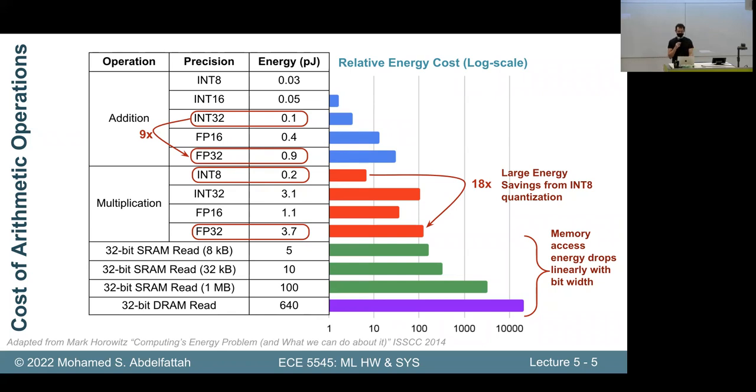And finally, we also scale the memory access energy linearly with the number of bits. So if we're using 4 times fewer bits, then it's 4 times more energy efficient when you're accessing memory. By the way, when I say FP32 and int8, does everyone know what I mean by now? Yes, okay, that's good.